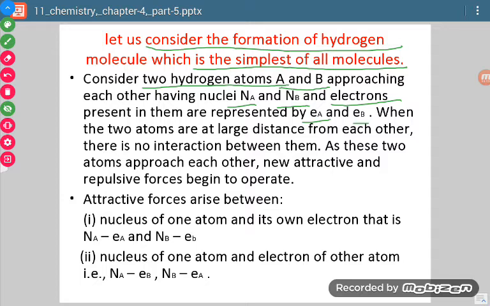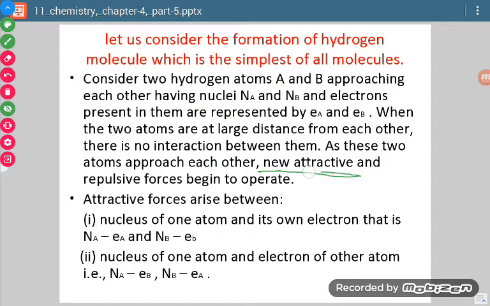When the two atoms are at a very large distance from each other, there is no interaction between them. But when they start coming nearer to each other, two things happen: new attractive forces come into action and new repulsive forces also come into action. Now, as far as the hydrogen atom is concerned, what will be the attractive forces?